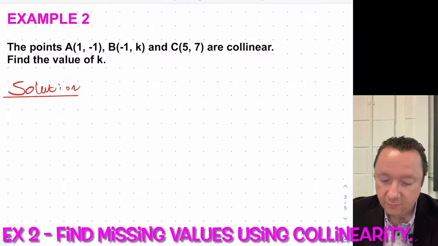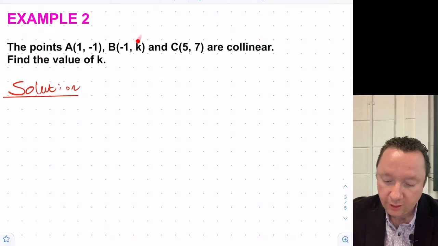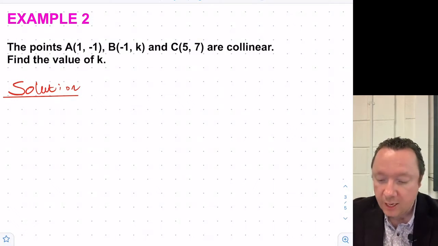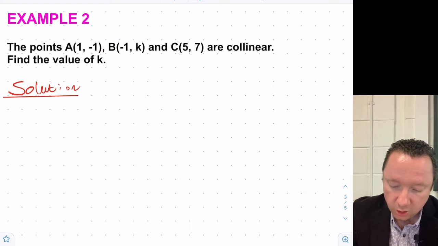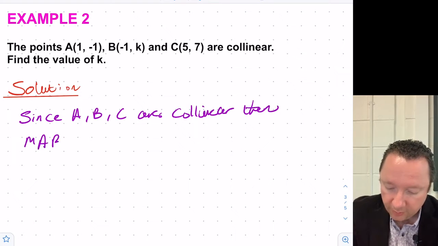Example 2 says these points A, B, and C are collinear. Find the value of K, which is here. So again, it's the same idea. Find the gradient between A to B and make it equal to the gradient between B and C. So our solution, since A, B, and C are collinear, then the gradient of A to B must equal the gradient of B to C.